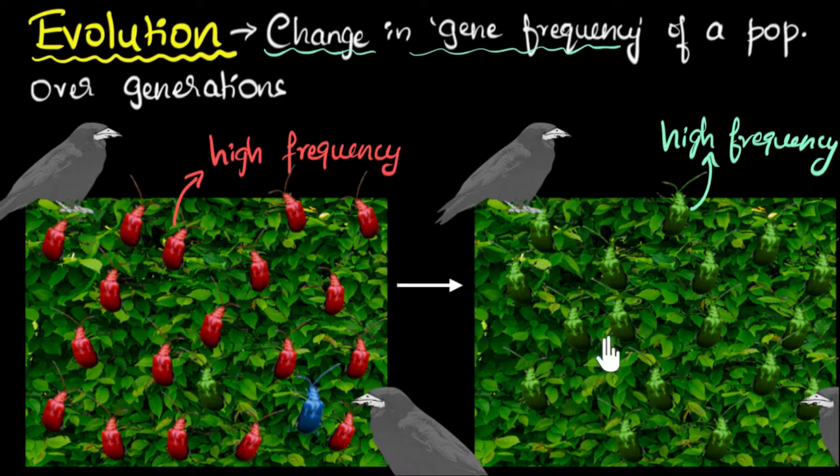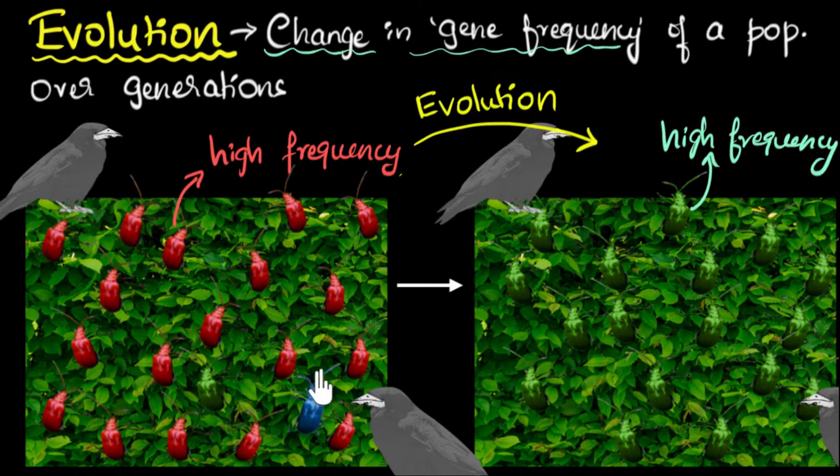In other words, evolution has taken place. So this is evolution. From here to here, this is evolution. And so why did this happen? What caused this evolution? Well, two things.